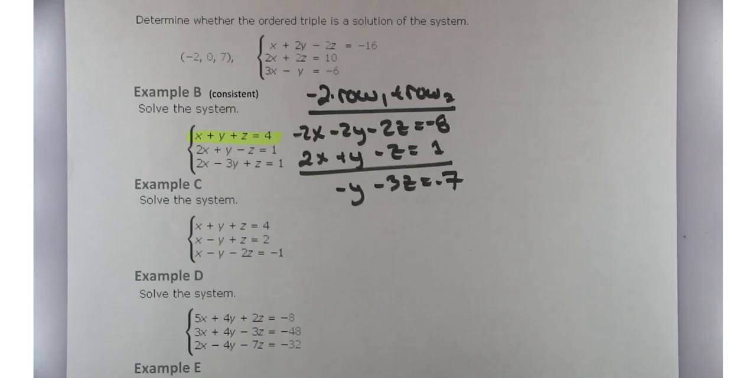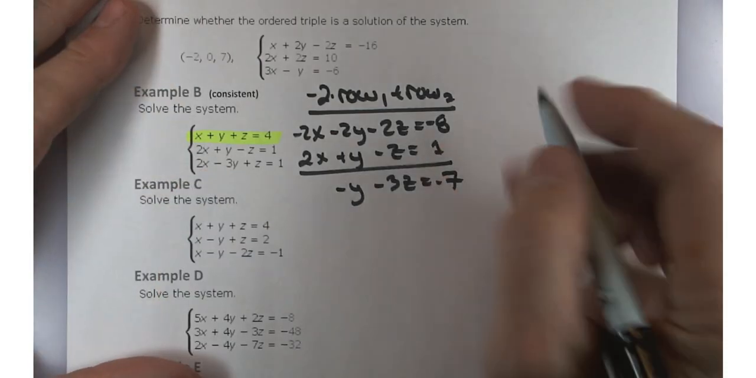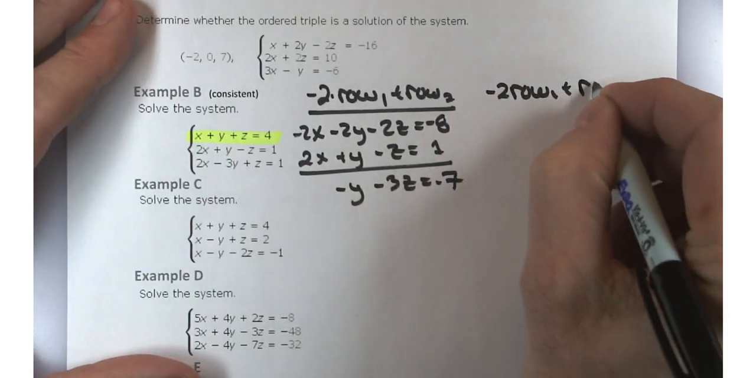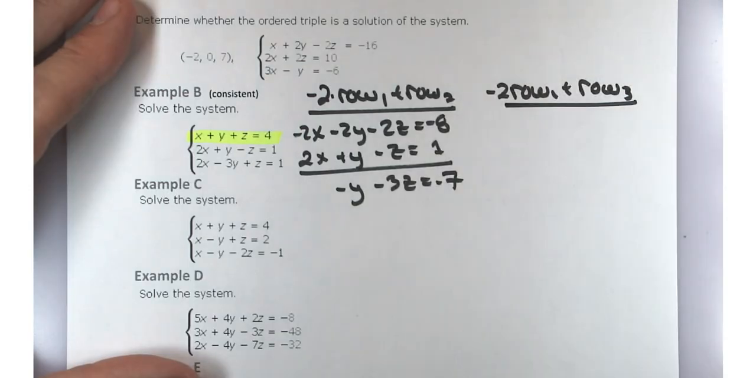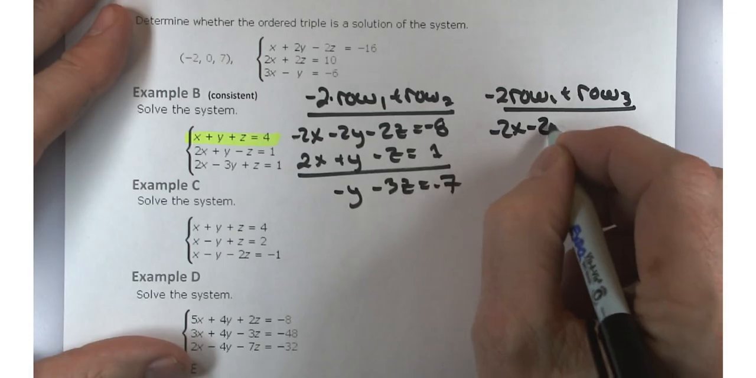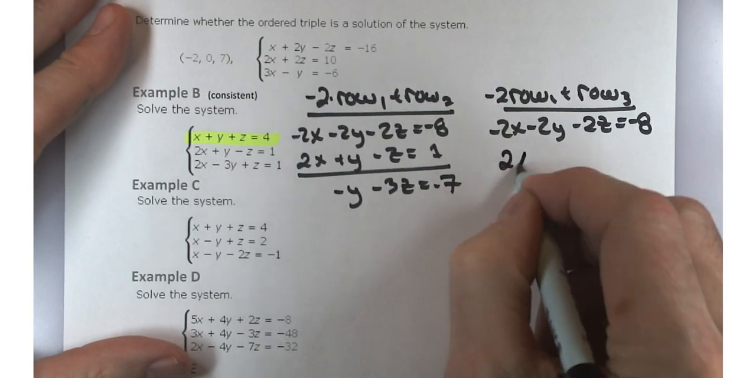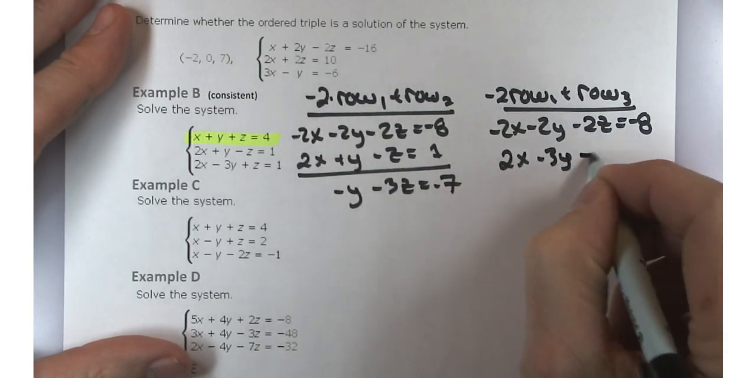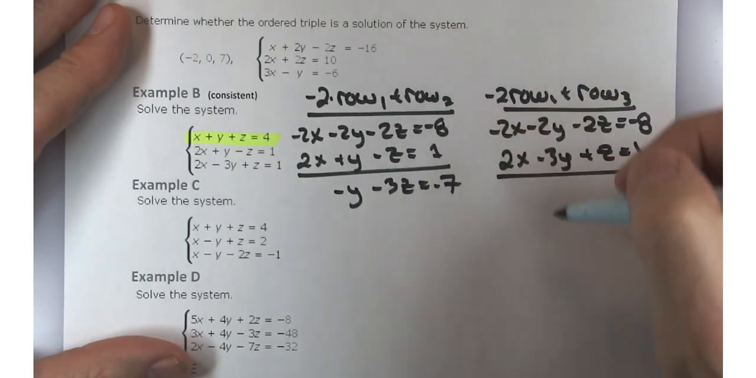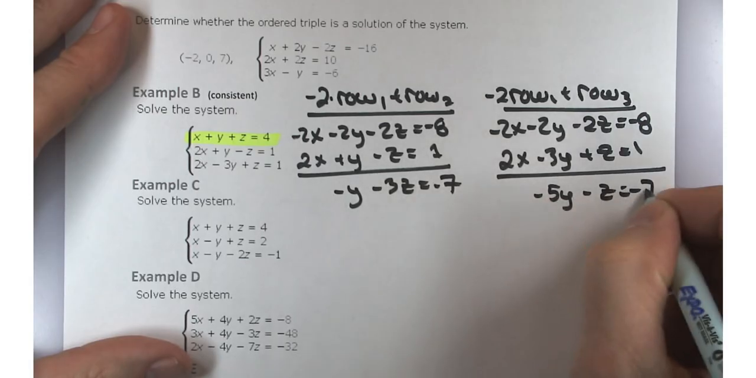I've got to do the same thing, except I want to eliminate the x from the third equation. So I'll do -2 times row 1. This time I'm going to add it to row 3. So again, that's going to be -2x minus 2y minus 2z equals -8. This time I'm going to add it to 2x minus 3y plus z equals 1. And I'm going to get something a little bit different. I'll get negative 5y minus z equals negative 7.